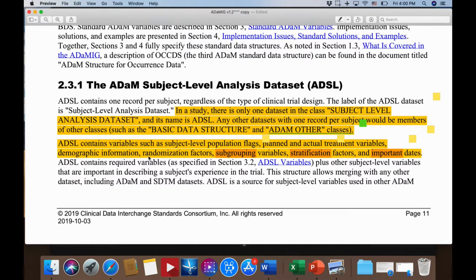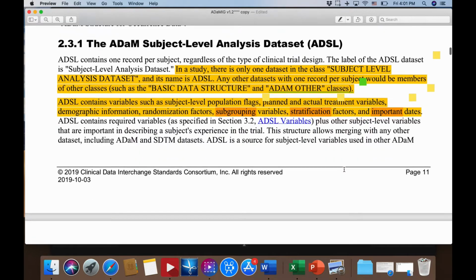And ADSL should have variables like population flags, planned and actual treatment variables, demographic information, randomization, subgrouping, and also stratifications. These are new requirements for ADaMIG 1.2.